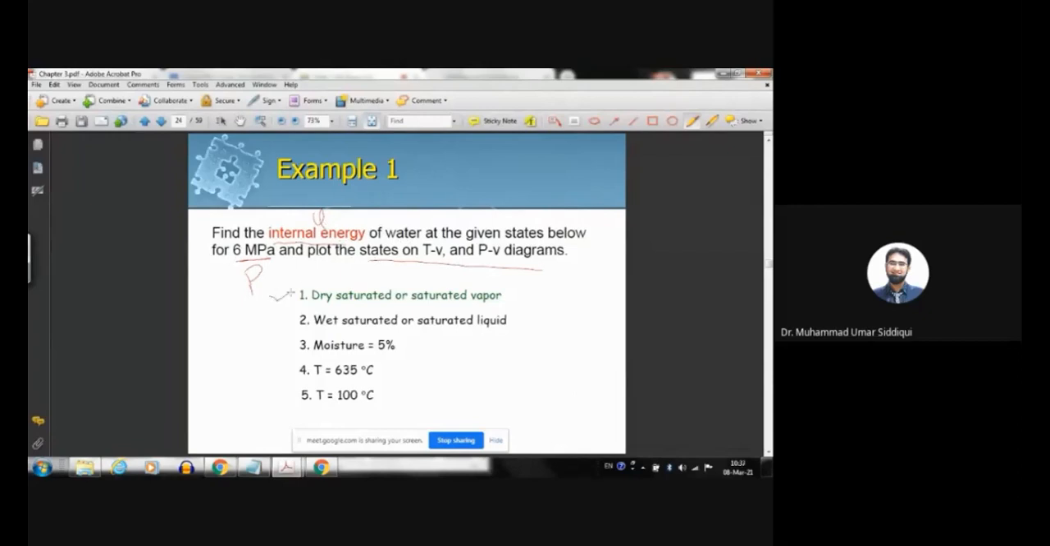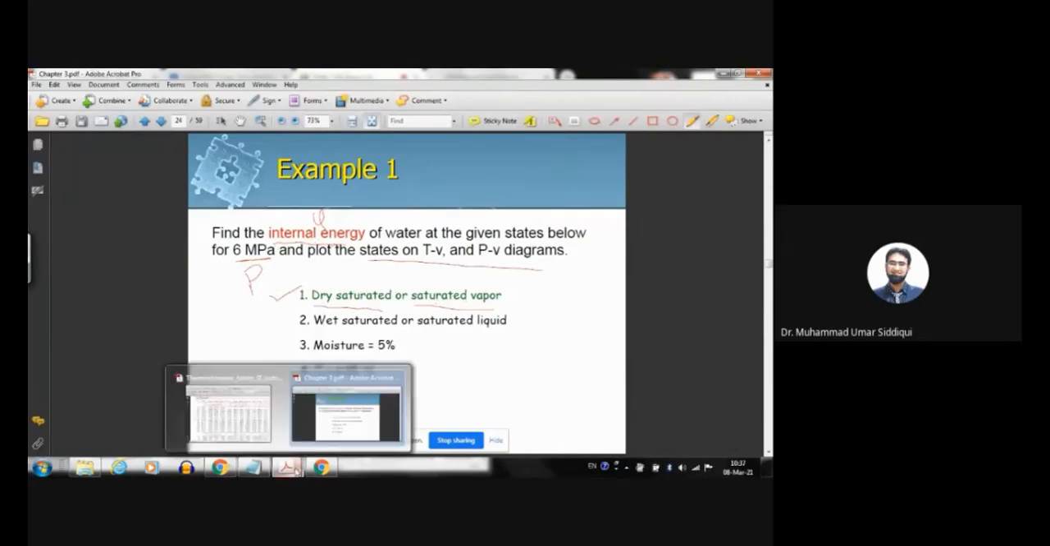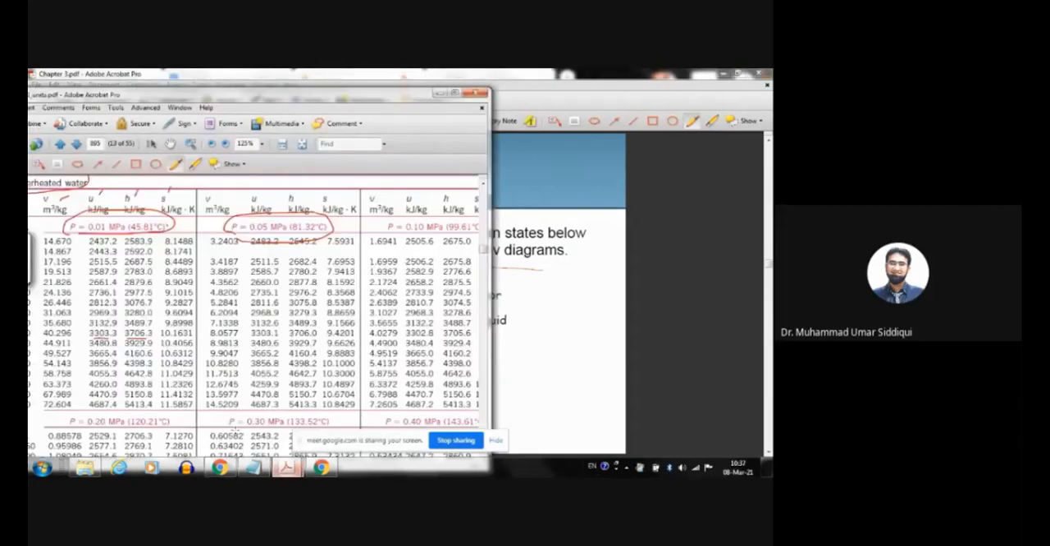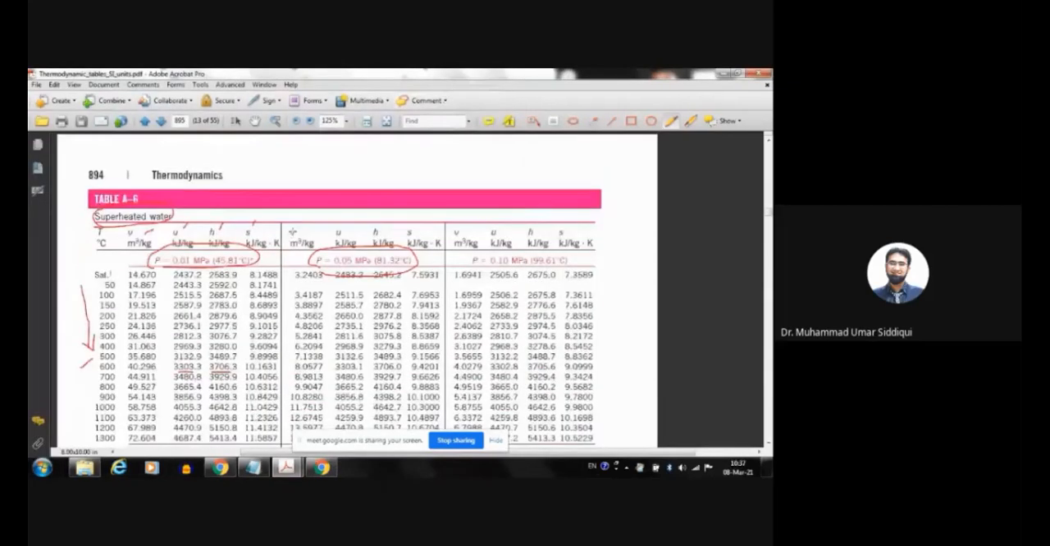The first case is dry saturated, or saturated vapor. They both mean the same thing. If it is saturated vapor and the pressure is 6 megapascal, we need to find U. So what will be U in that case? Let's go into the table. Pressure is given, so we go into the saturated water pressure table.